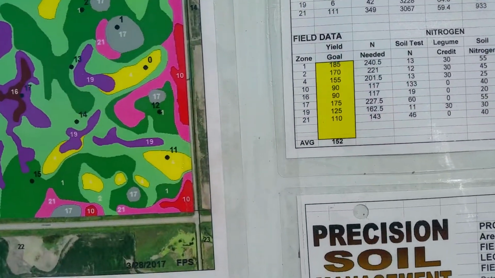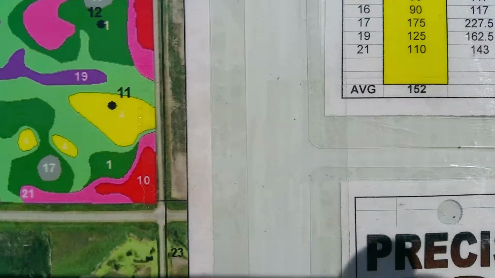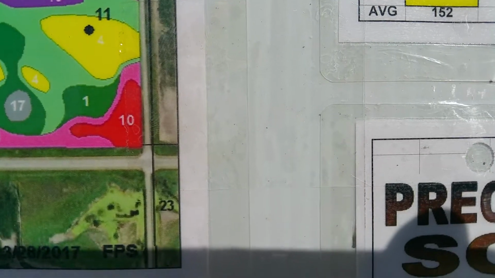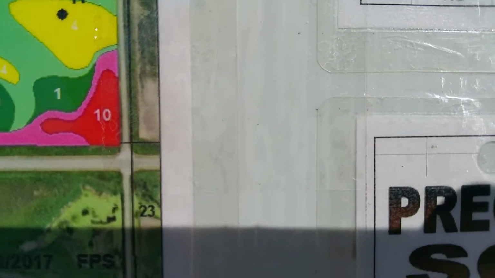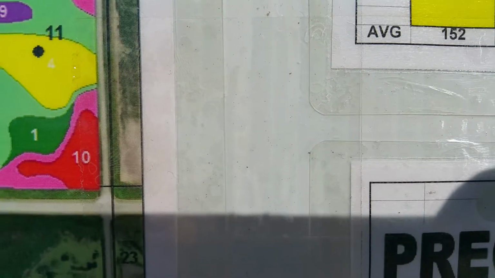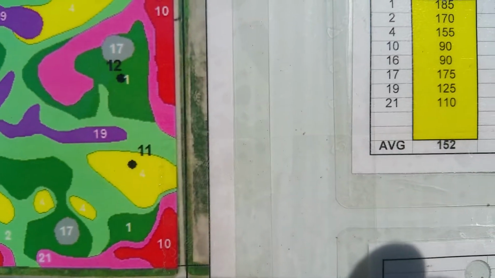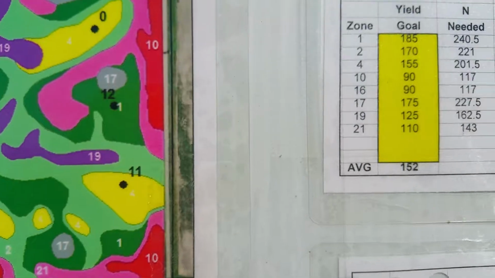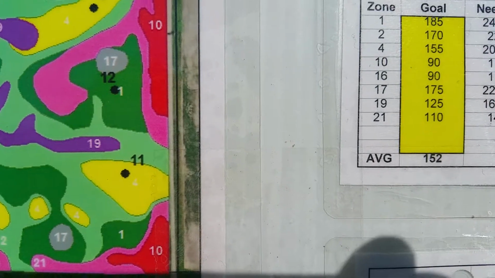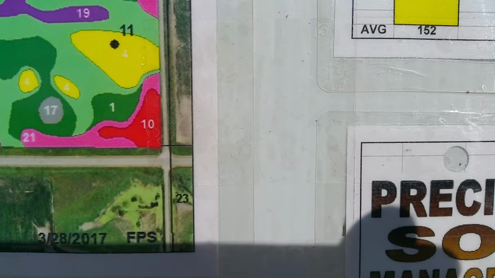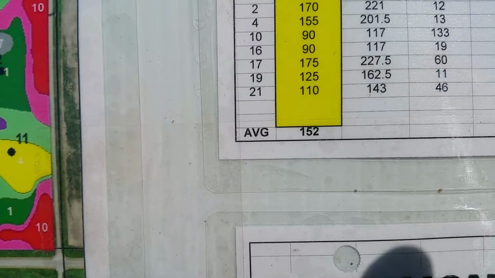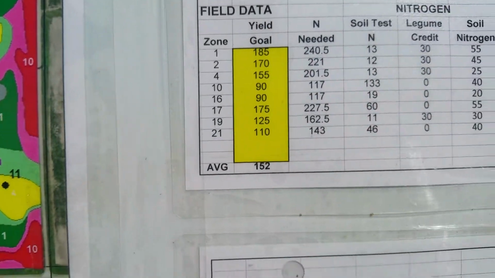So then we come down and we establish a yield goal for each soil. The yield goal ranged from 90 to 185 with an average of 152. Now in the gravel at 90 and the sand at 125 and that salt at 90, I don't know that we're going to make those. But I think we can make that 185 in zone 1, 170 in zone 2 is going to be tight. But it was a dry year, 8.42 inches of rain on this field from April 1st to September 1st. So what's here is amazing.